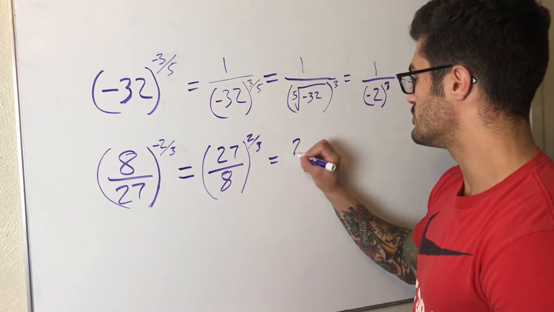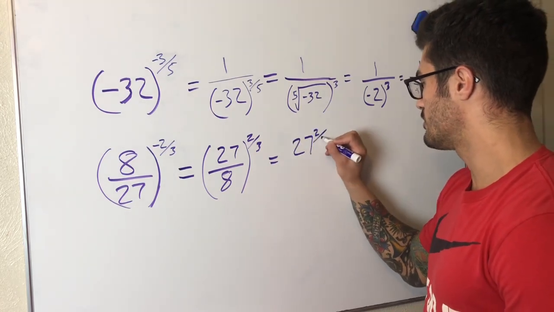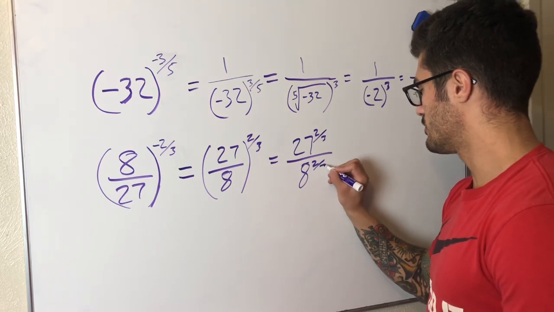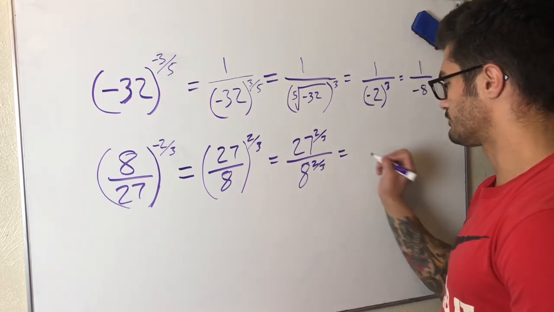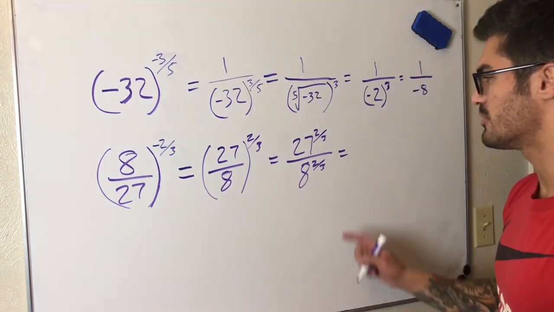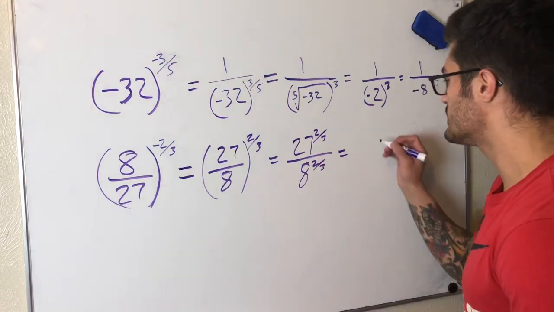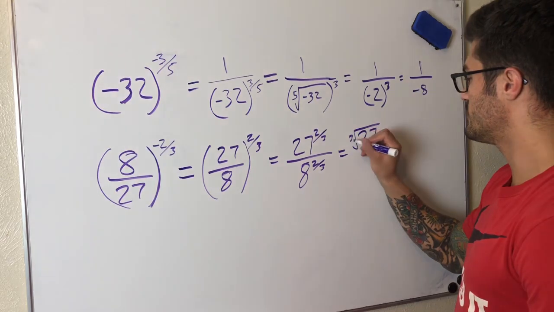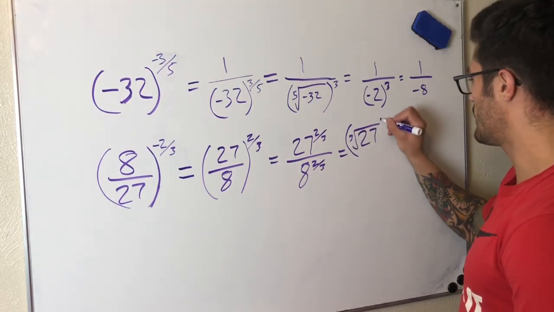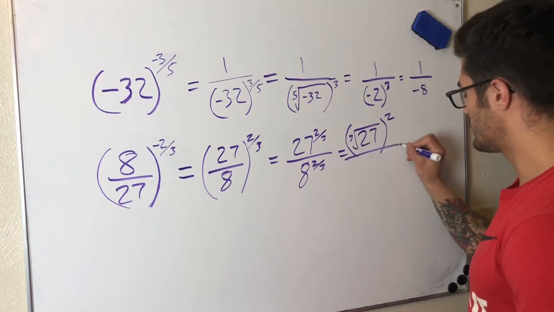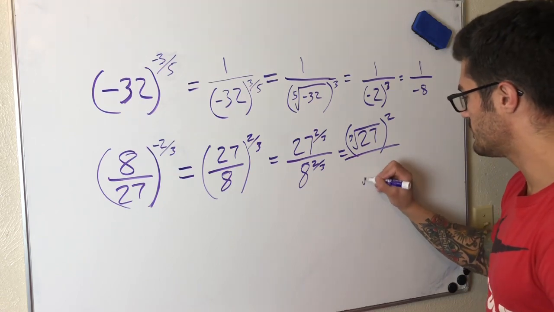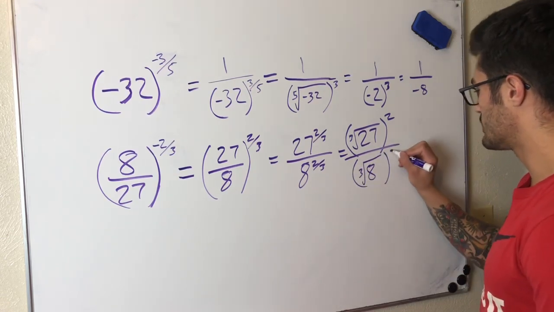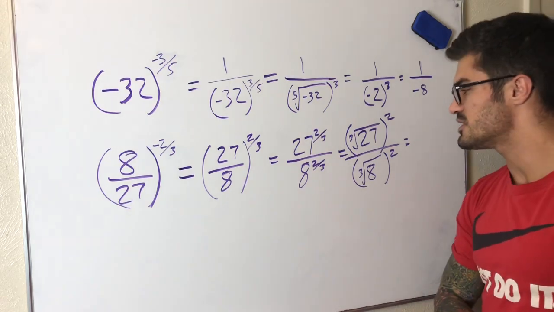So 27 to the 2/3 over 8 to the 2/3. Now what does this equal? I'm going to rewrite this as the cube root of 27 squared. So first I'm going to do that cube root of 27, and I'm going to square that, and that's going to be on top, and the bottom is going to be the same thing, cube root of 8, and that whole thing is squared. So what does this equal?